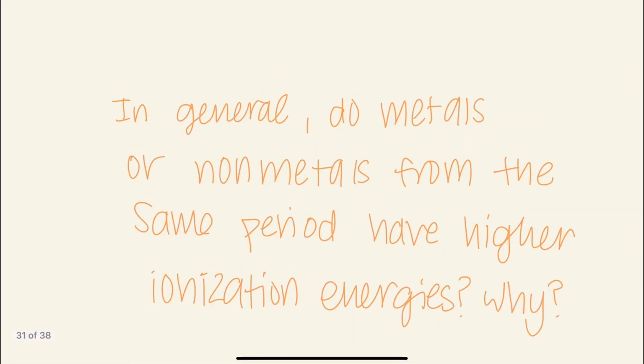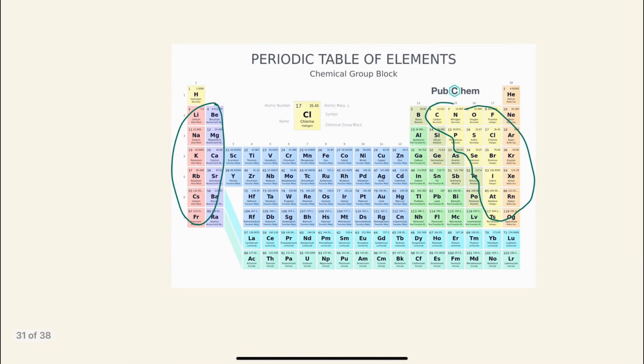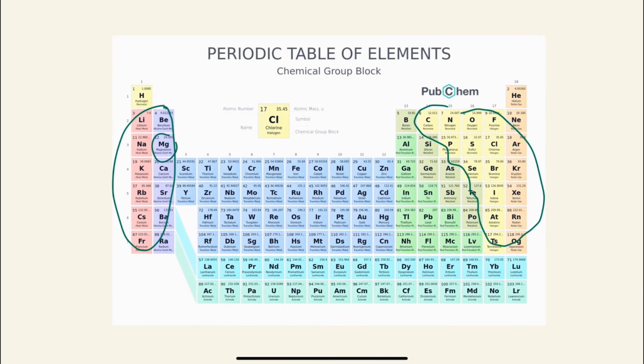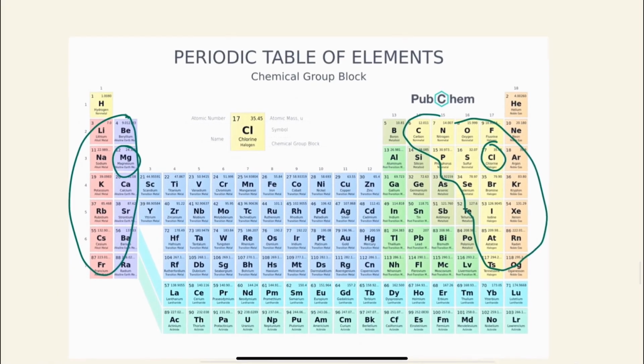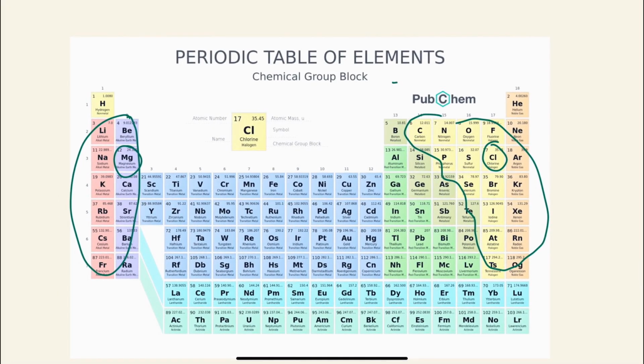It says they must be from the same period. So let's compare a nonmetal and a metal within the same period. Let's look at magnesium and chlorine. Which one has higher ionization energies? You could look at the trend, but in an FRQ, you would not be able to say that the nonmetals within the same period would have the higher ionization energy because according to the ionization energy trend, ionization energy increases across a period and up a group. You cannot use a trend as a reason. You have to use a reason for a trend.